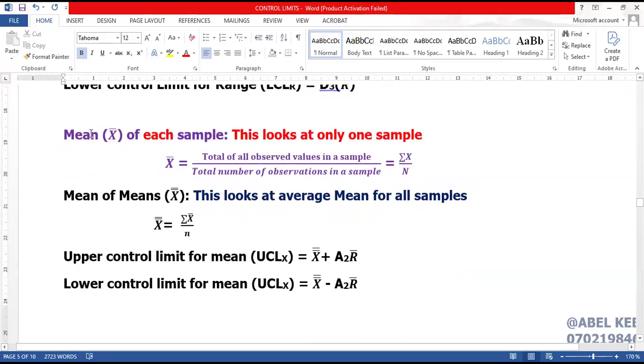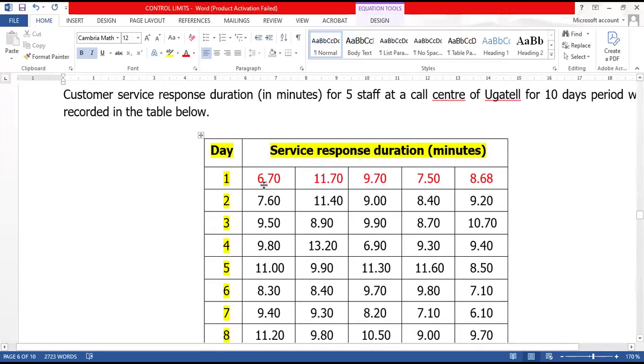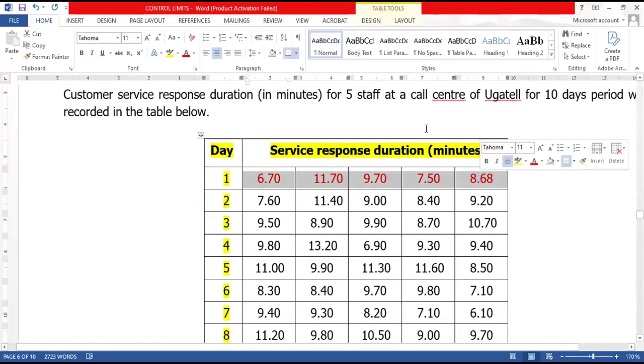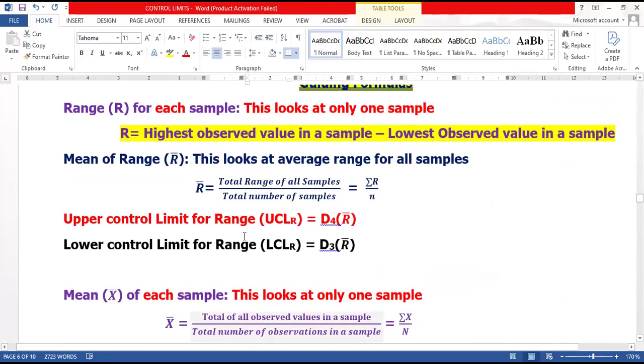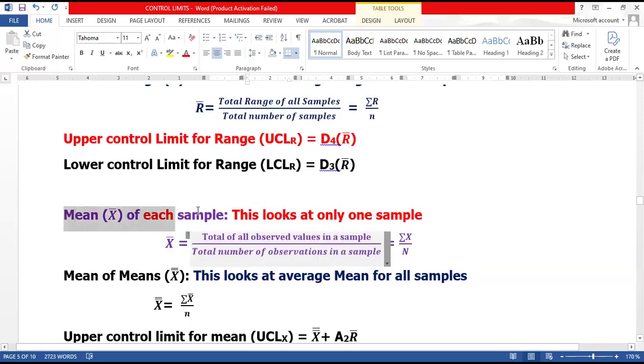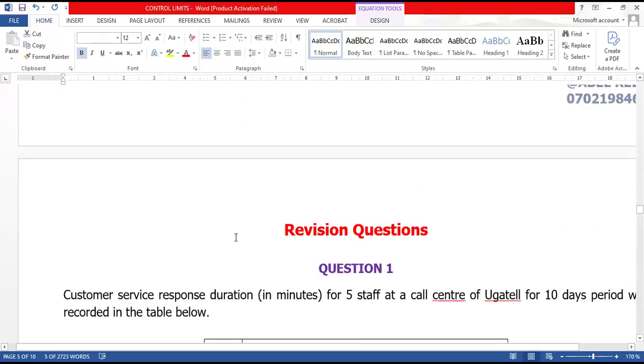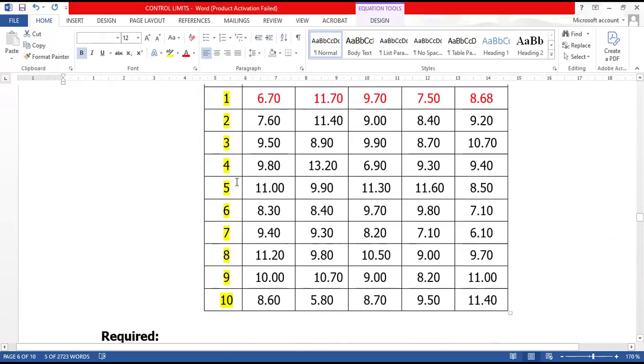So we also have the mean for each sample. As I said, you get the total of all observed values in a sample divided by the number of observations. What we mean is that you add all these values, then divide by the number of observations: 1, 2, 3, 4, 5. Okay, that's how you get the mean of each sample.